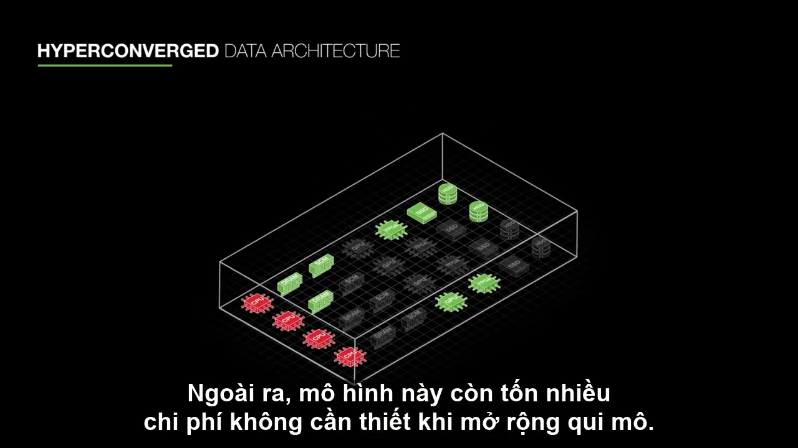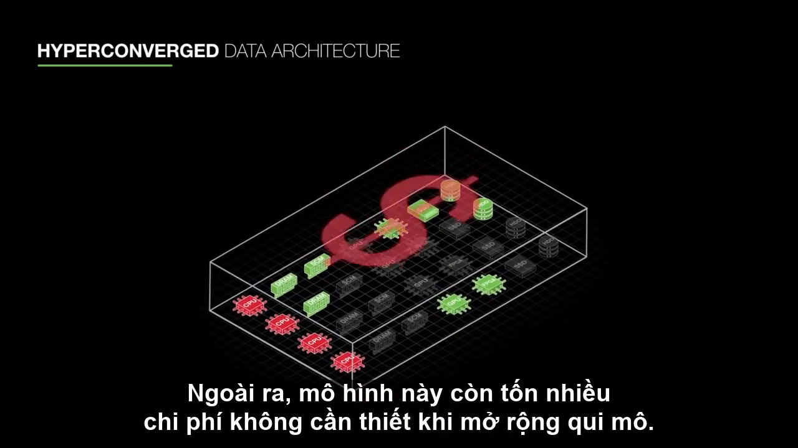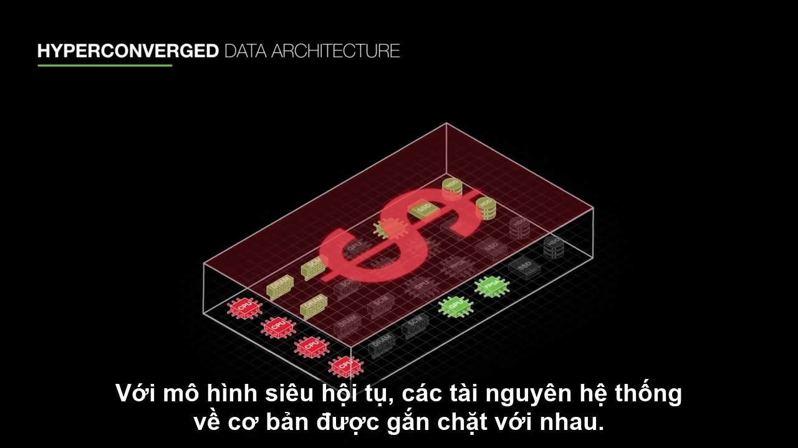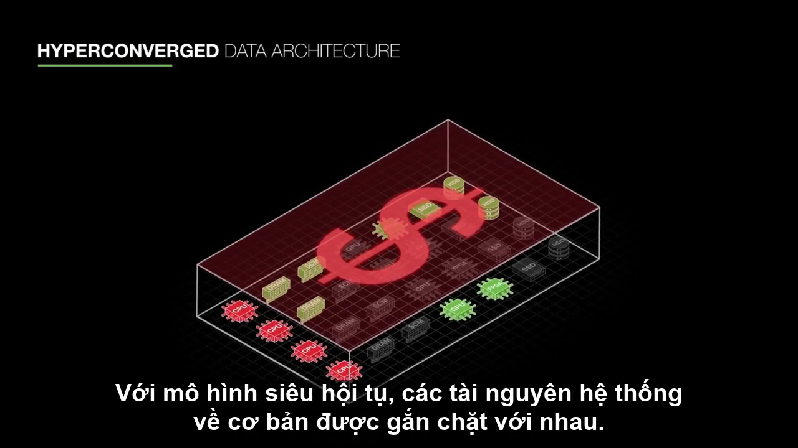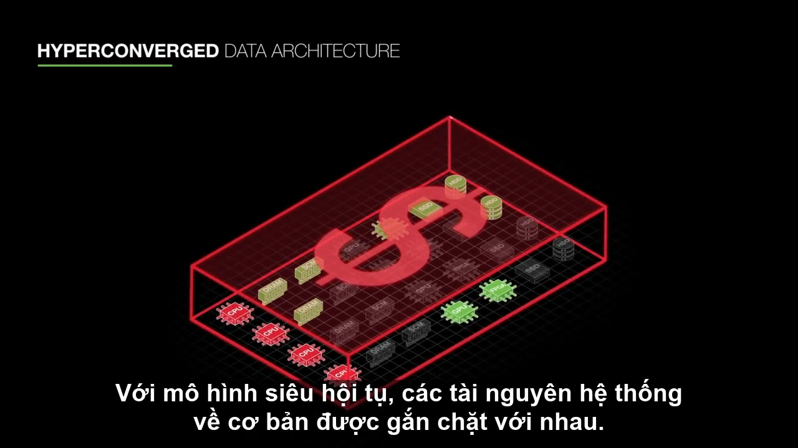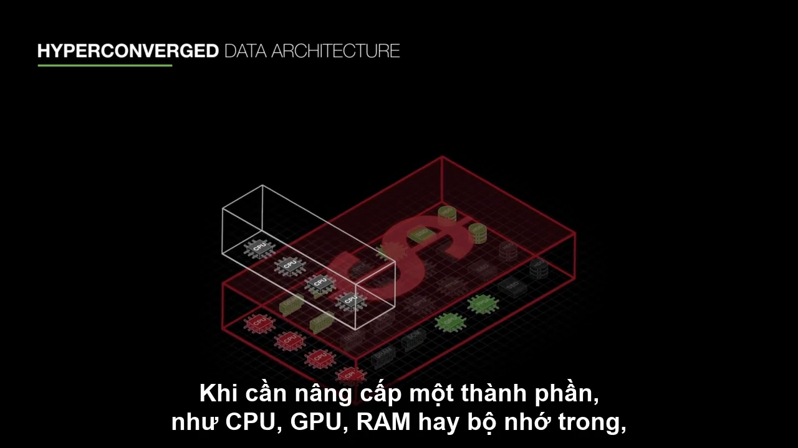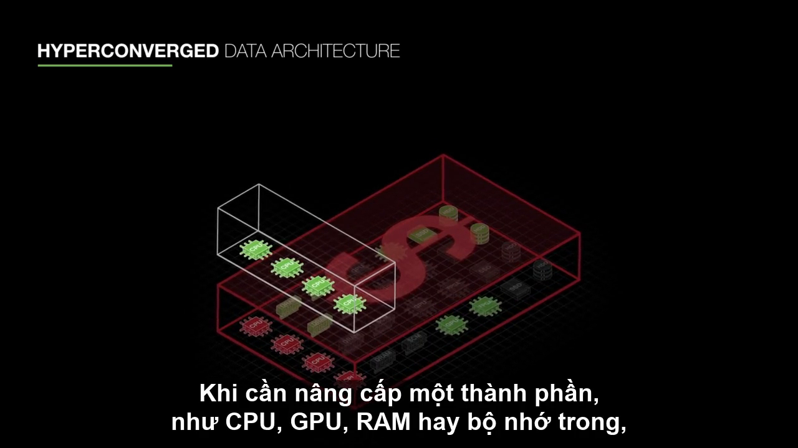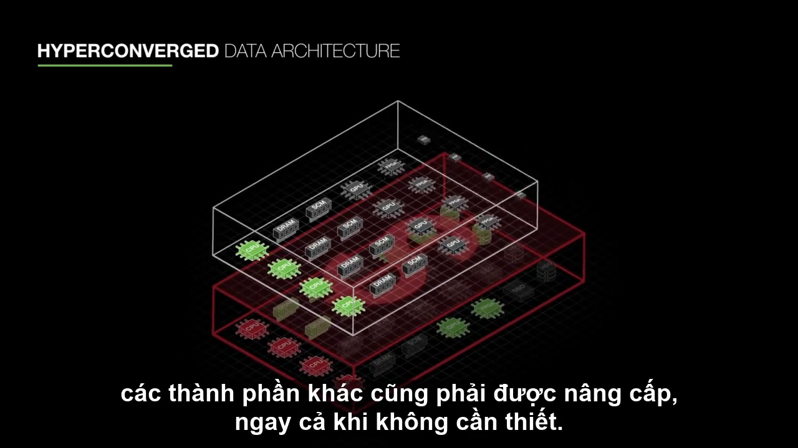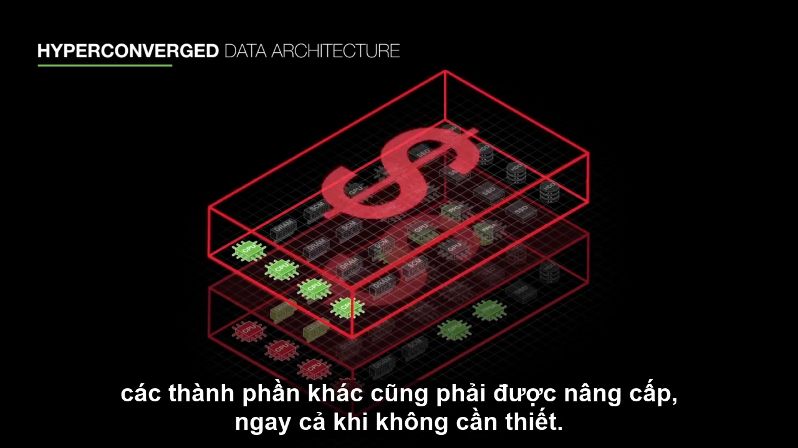Additionally, this model assumes unnecessary but required costs when hyperscaling. Under the hyper-converged model, resources are fundamentally tied together. When you need to scale one resource, such as CPU, GPU, storage, or memory, the others must scale as well, even if they aren't required.